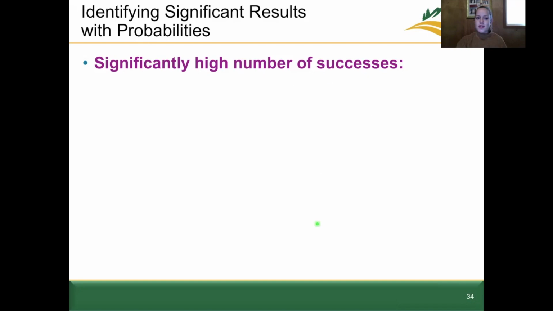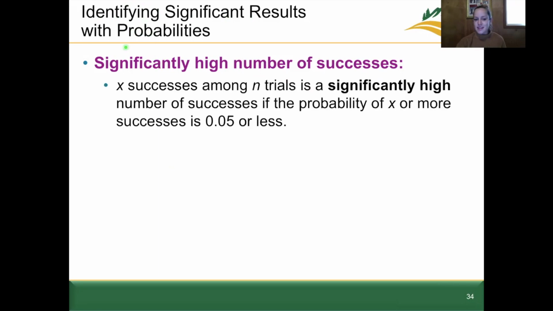Another way to identify significant results, with probabilities specifically, is something we have seen before as well. A significantly high number of successes, if you remember seeing this, is when X number of successes among N trials is a significantly high number of successes if the probability of X or more successes is 0.05 or less.